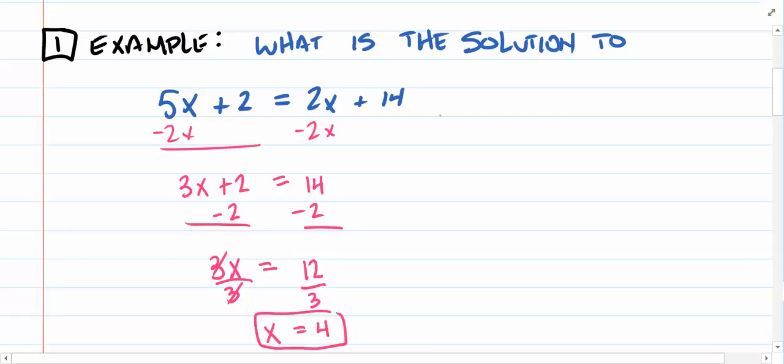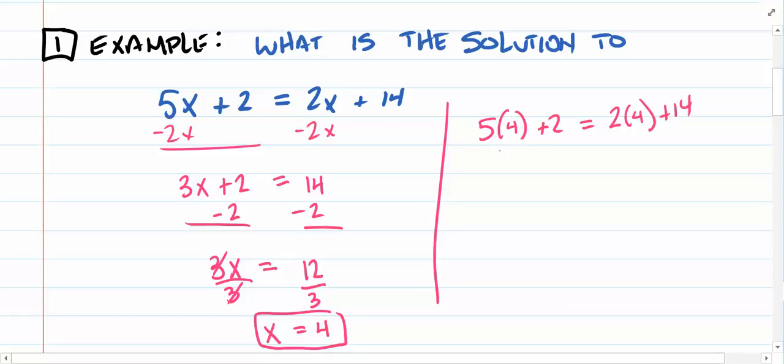And if I was going to check this and wanted to see, I would just plug back in. 5 times 4 plus 2 is the same statement as 2 times 4 plus 14. Let's go ahead and see. 20 and 2, this makes 22. And 8 and 14 also make 22. So yep, that indeed does work. So there's our first example.